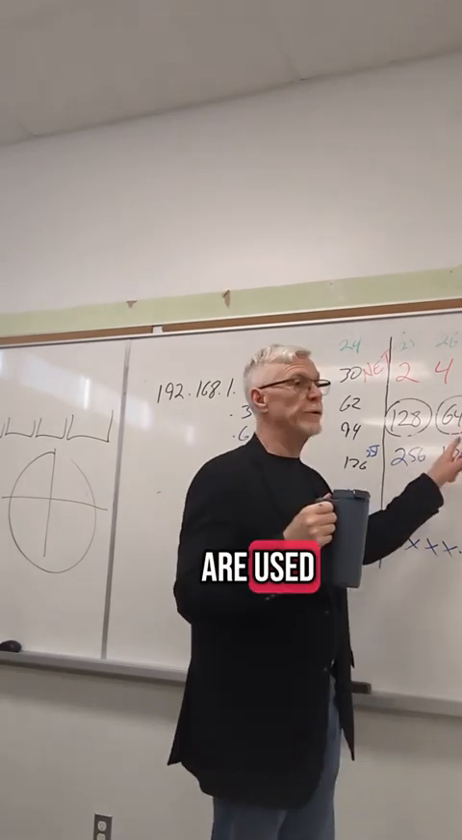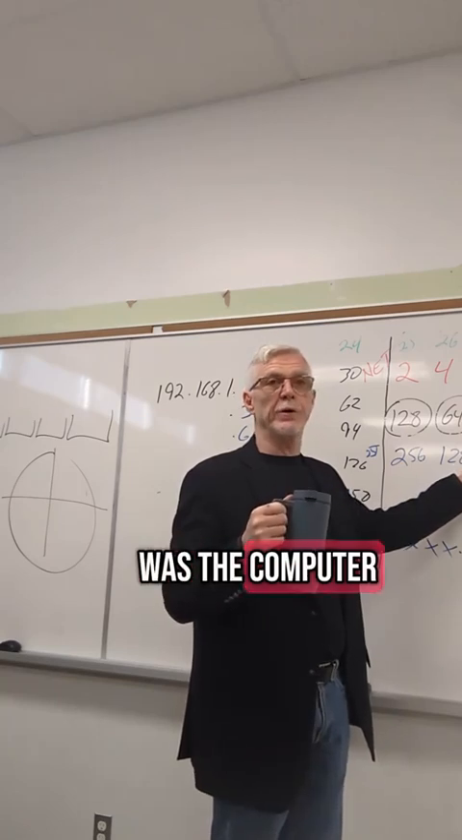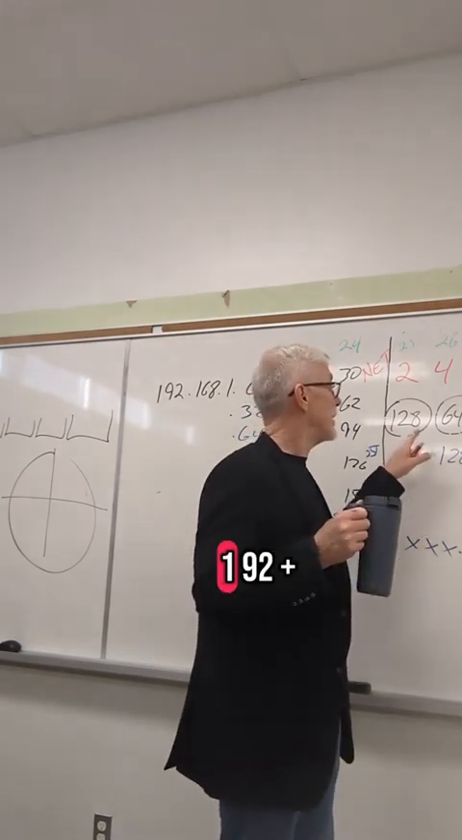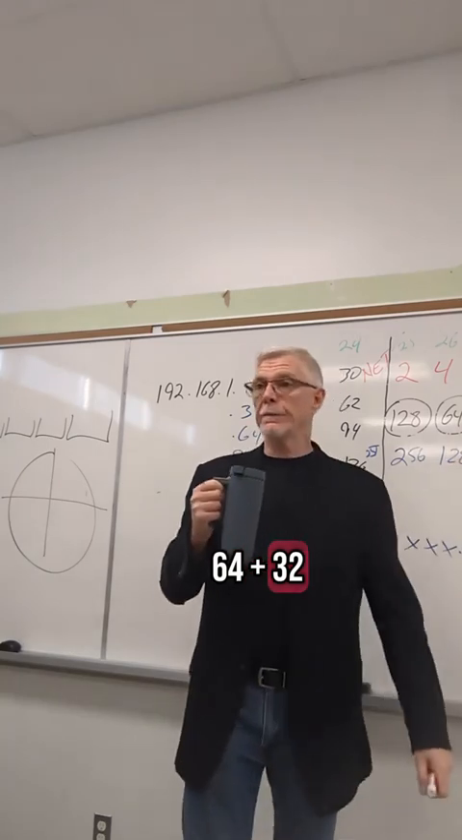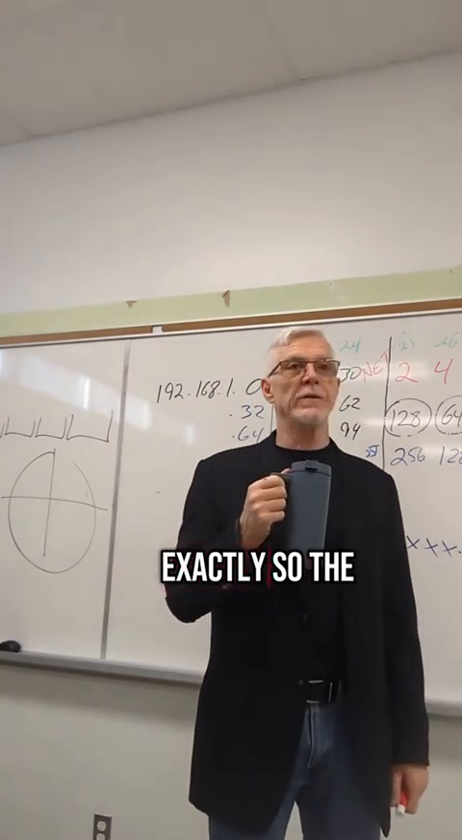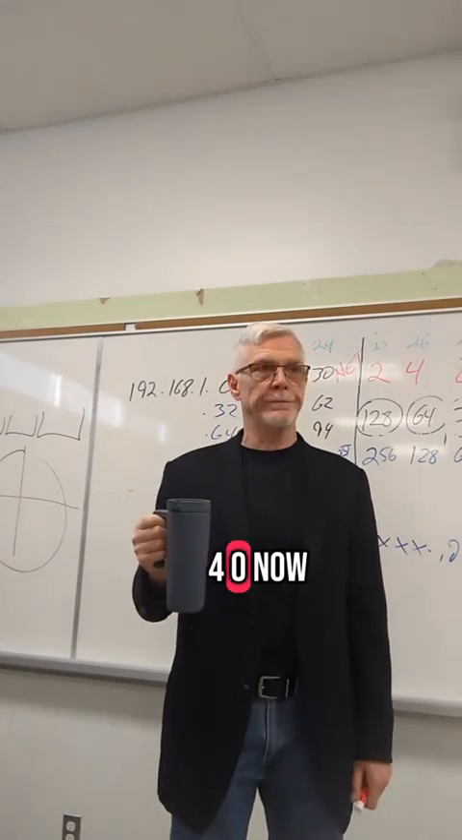Well, 3 bits are used. I normally do what with the bits so I can get numbers? What does the computer do with them? It adds them together, right? So, 192 plus 64 plus 32? 224, right, exactly. So the subnet mask for this is 255.255.255.240.